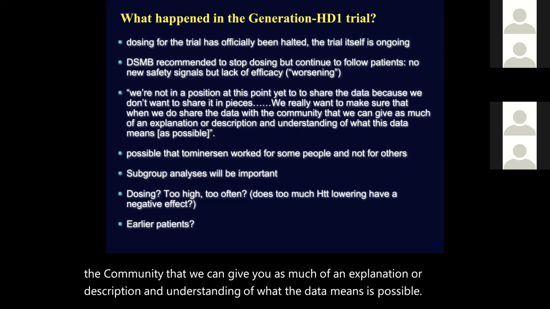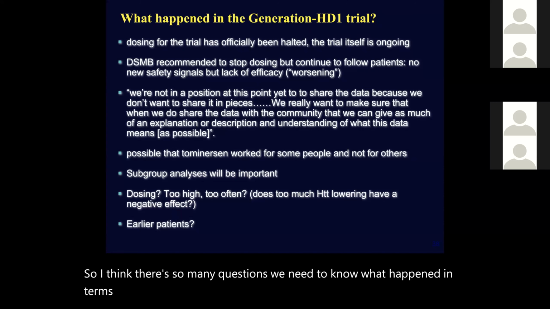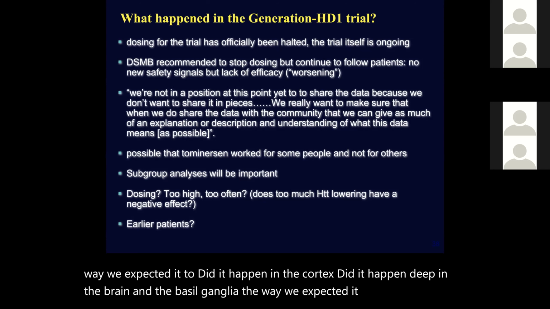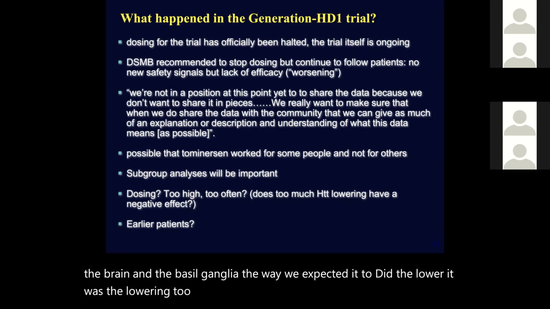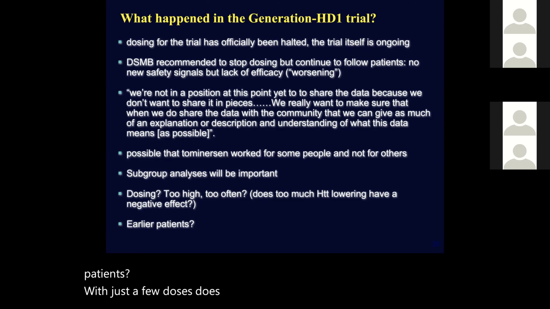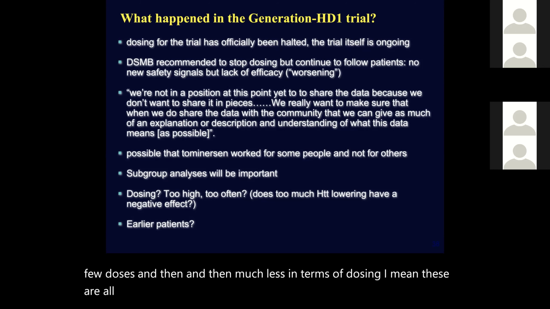So there are so many questions. We need to know what happened in terms of the lowering. Did the lowering of mutant Huntingtin happen the way we expected it to? Did it happen in the cortex? Did it happen deep in the brain, in the basal ganglia, the way we expected? Was the lowering too much in people who were getting high doses too frequently? Is it the fact that we didn't see it in the smaller number of patients with just a few doses? Does that suggest that maybe people just needed a few doses and then much less dosing? These are all good questions, but we just don't know at this point.